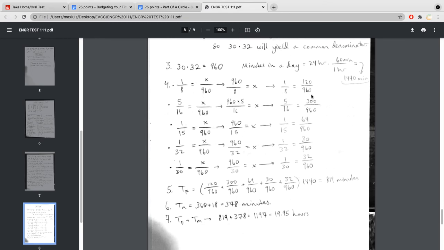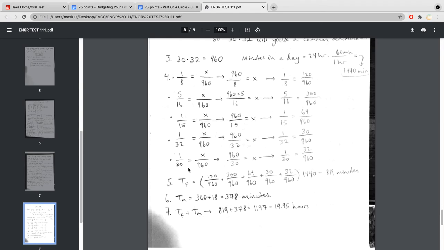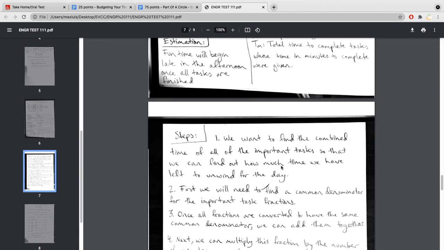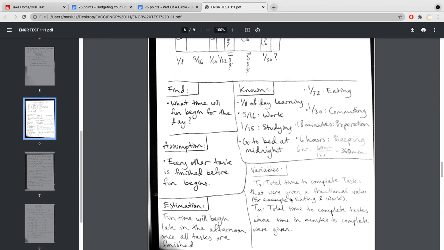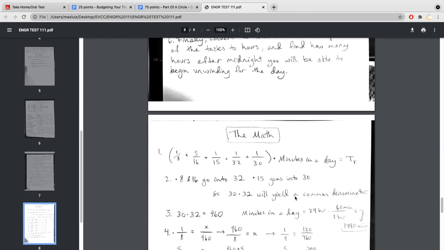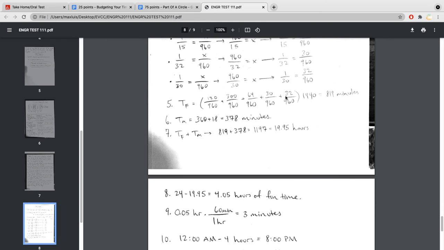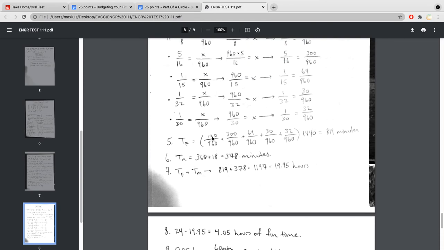And now, once we convert all those, we can plug them back into the equation for TF, which is total time to complete tasks that were given a fractional value. So we add those all up. We multiply 1,440 by that fraction, and we get 819 minutes on the dot.